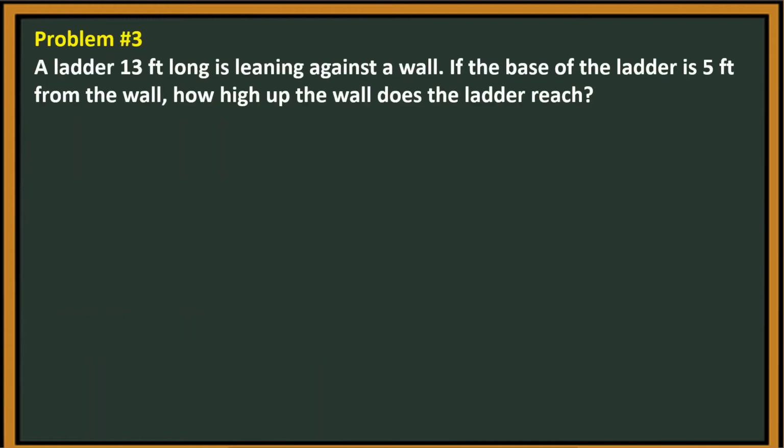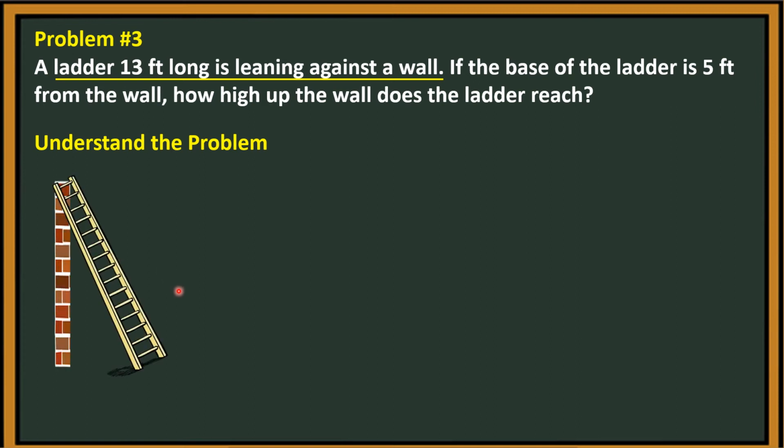Problem number 3. A ladder 13 feet long is leaning against the wall. If the base of the ladder is 5 feet from the wall, how high off the wall does the ladder reach? First, we're going to understand the problem. Since we are talking about a ladder and a wall, we're going to draw here the ladder and the wall, wherein your ladder is leaning on the wall. And then, we're going to label the ladder as 13 feet long. And then, the base of the ladder is 5 feet from the wall.